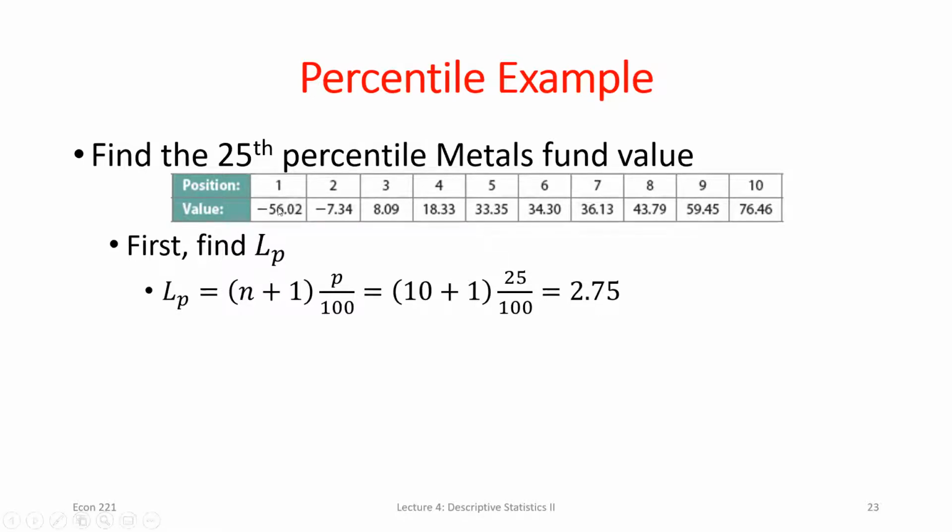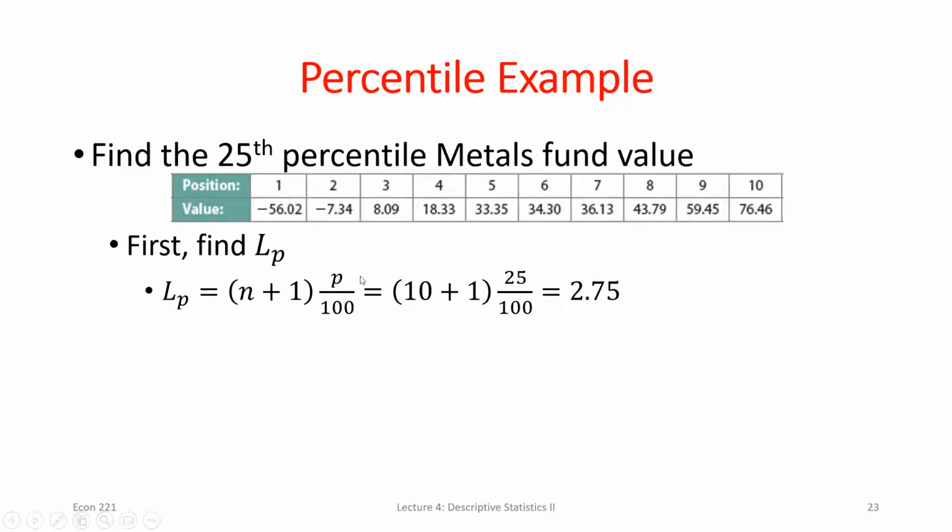But how can I use this to still find the value? If I had gotten the integer 2, then the 25th percentile would just be the value in the second position, so negative 7.34 would be the 25th percentile cutoff value. But I didn't get 2, I got 2.75. What we do with interpolation is recognize that we're a little closer to one integer than the other. So here at 2.75, which position am I a little closer to?